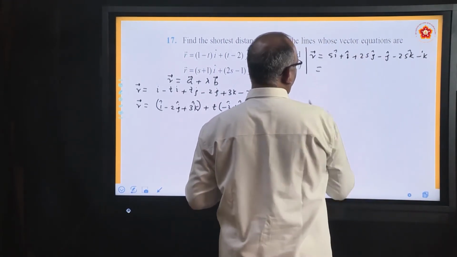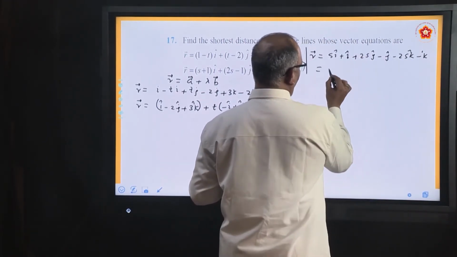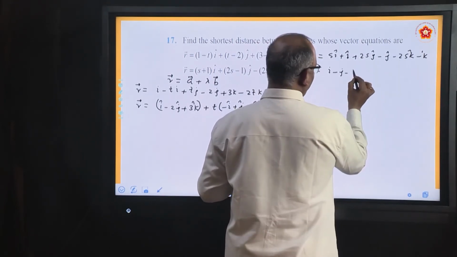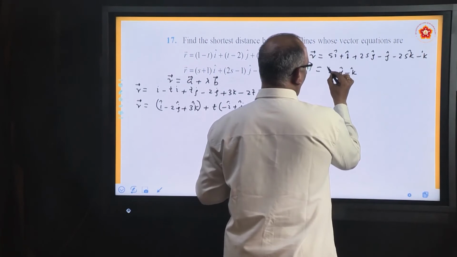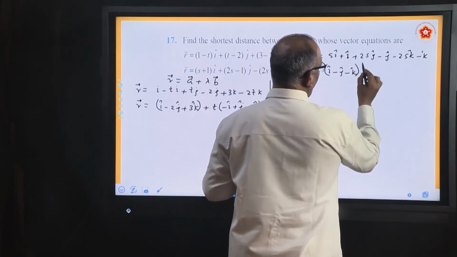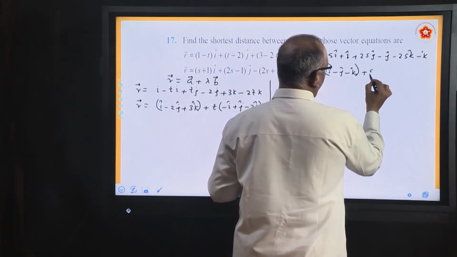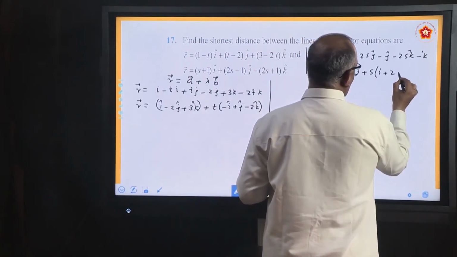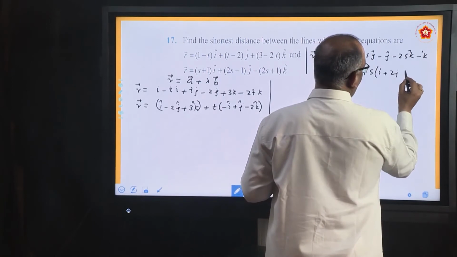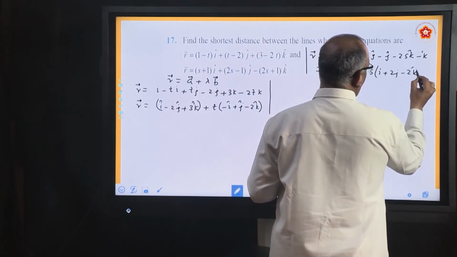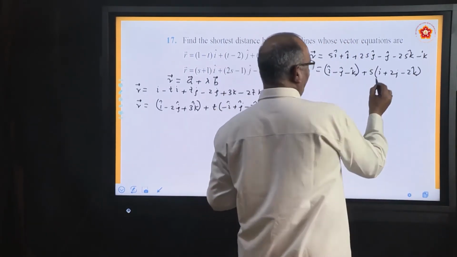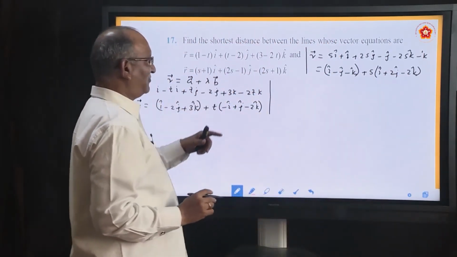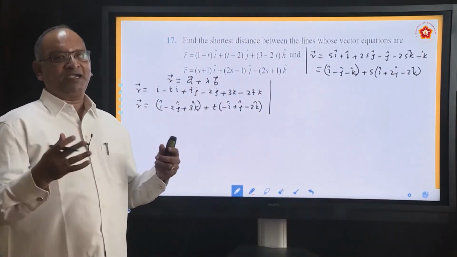Collect the terms without s. You have i, you have minus j, you have minus k. Now take s common. So you have i plus 2j minus 2k. So what do you find? You find that both equations of lines have come to standard form.